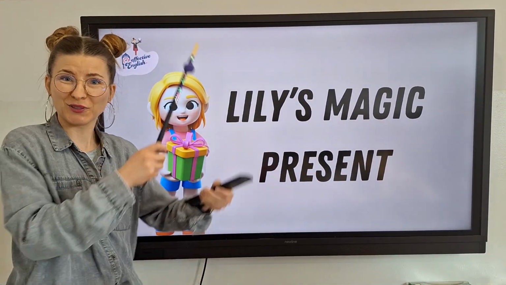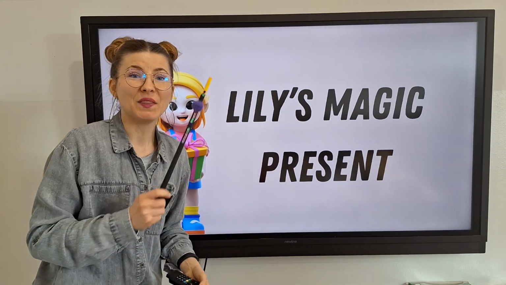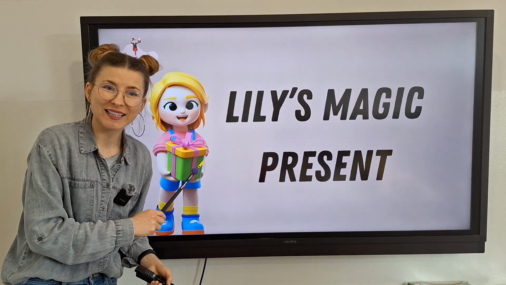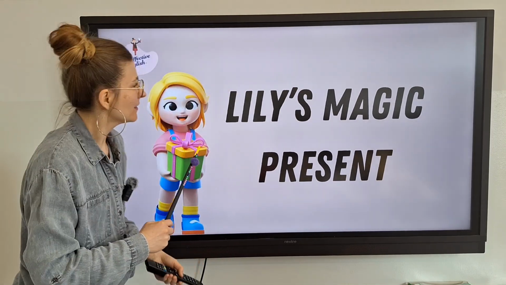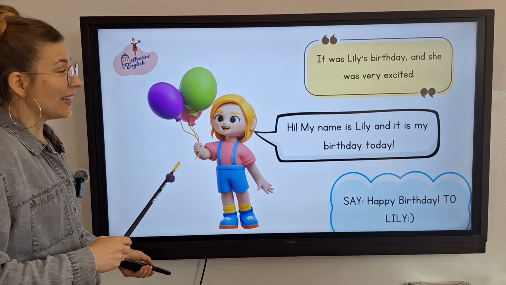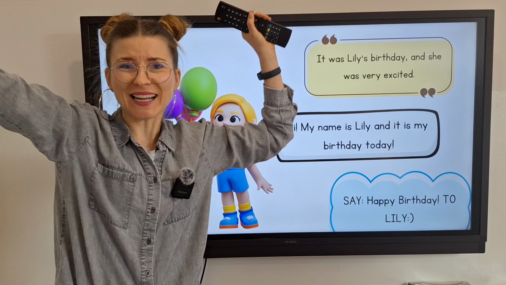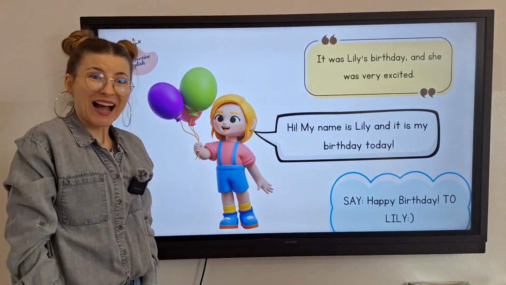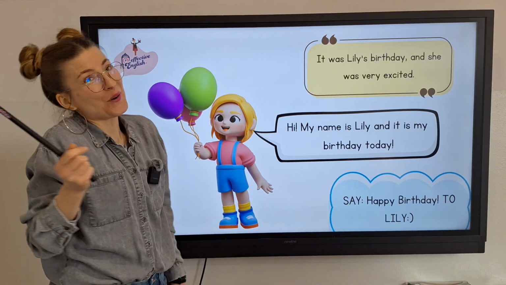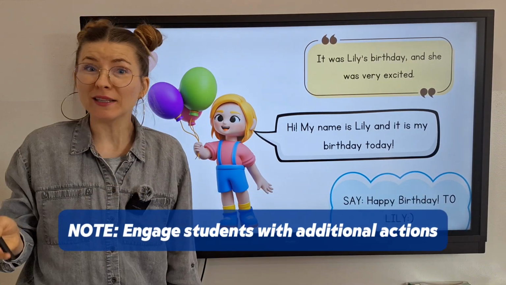Lily's magic present. So this is the story. Okay, Lily's magic present. So who is this? This is Lily. That's right. This is Lily. And Lily is holding a box. It looks like a present, right? It was Lily's birthday. And she was very excited. Yay, birthday! Excited. Hi, my name is Lily. And it's my birthday today.